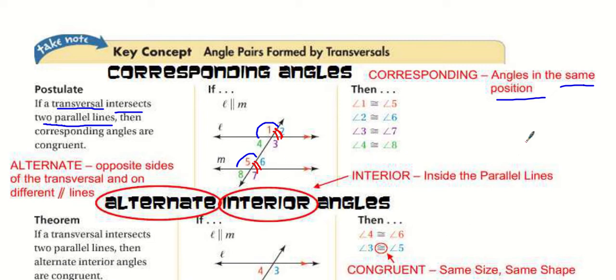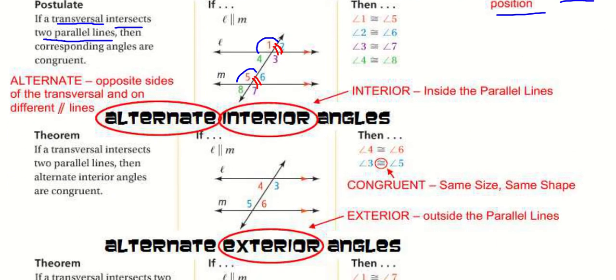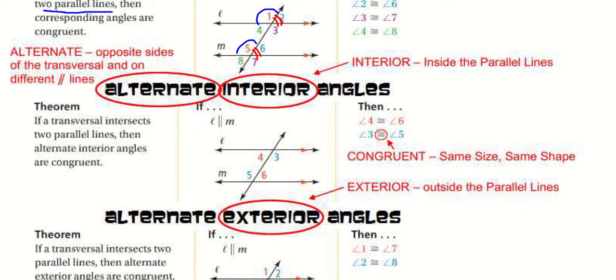All right. The next one is called alternate interior angles. So alternate means they're on opposite sides of the transversal and they have to be on different parallel lines. These angles are also equal. Interior means they're inside the parallel lines. So if you look at angle 4, it's got to be on the opposite side of the transversal. So it's got to move from this side over to this side, and it's got to switch parallel lines. So I've got to be talking about angle 6. So I switch sides, switch parallel lines, and I'm down here.